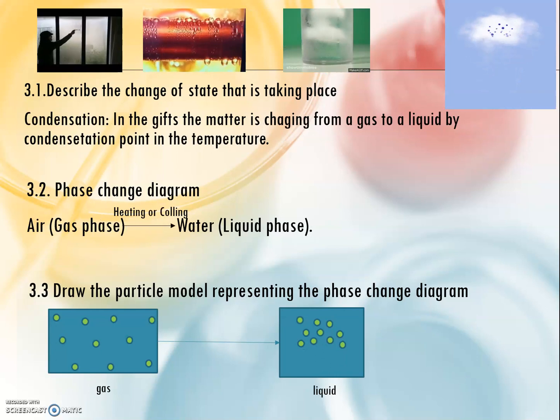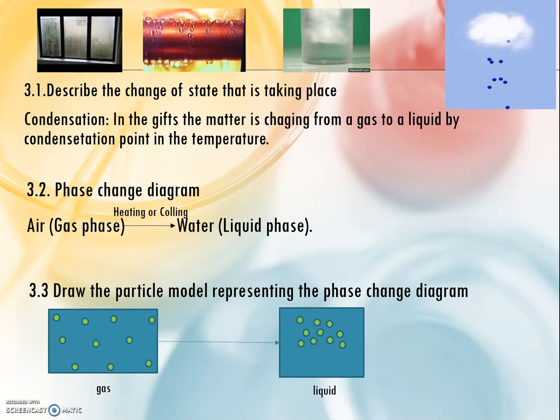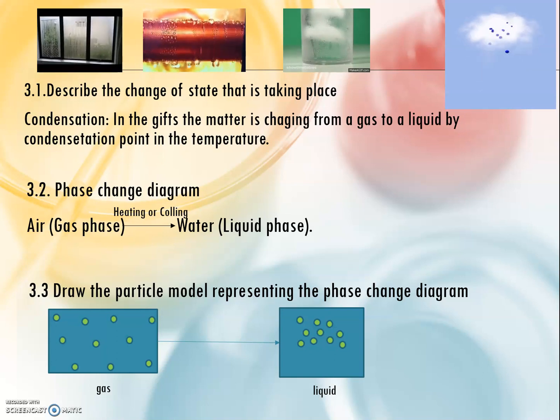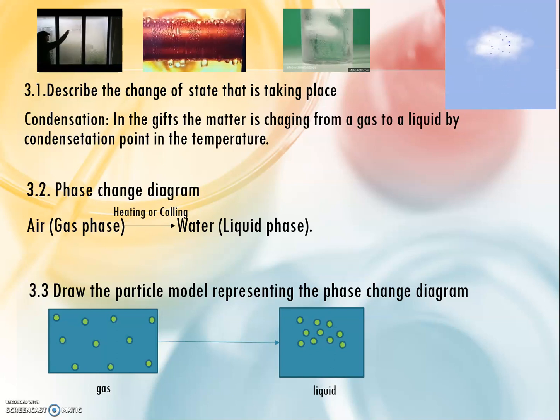Describe the change of state that is taking place. Condensation. In the GIFs, the matter is changing from a gas to a liquid at the condensation point temperature. Phase change diagram. Air, that is gas phase, by cooling transforms into water, that is liquid phase. Draw the particle model representing the phase change diagram. The gas has the particles far apart and the liquid has the particles apart.